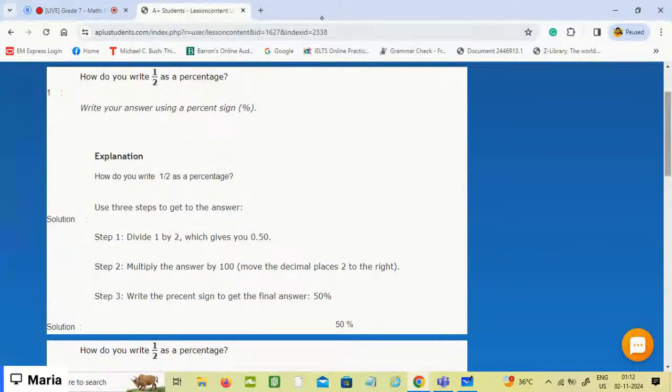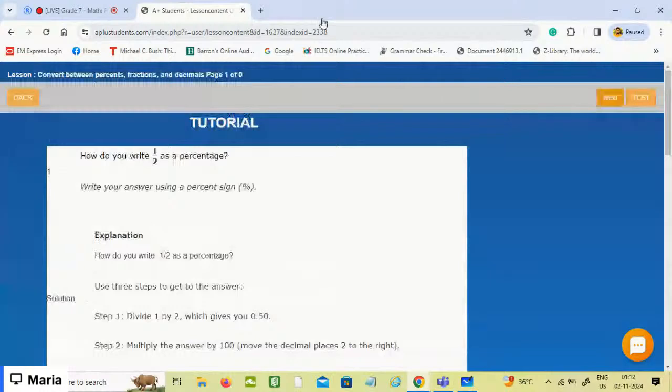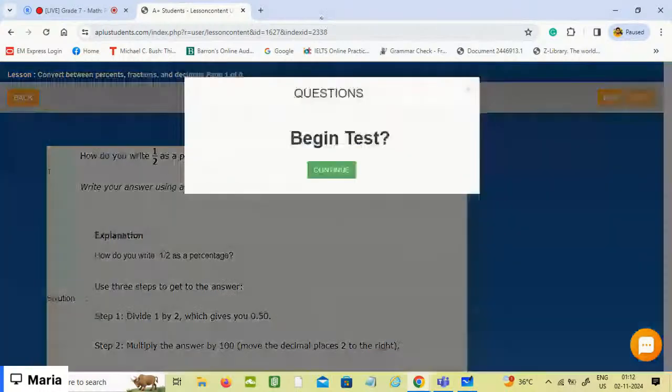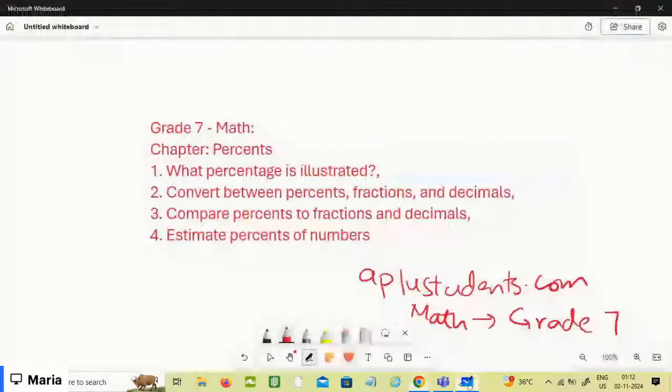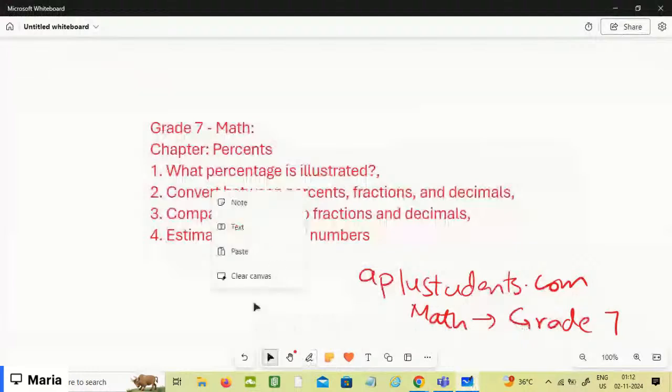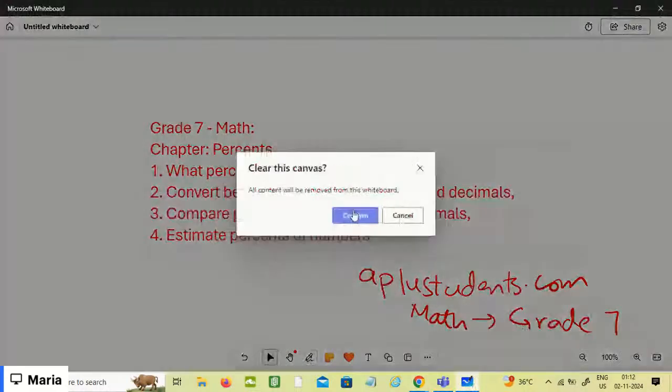Let's just start with the test questions. How do you write 0.54 as a percentage? So whenever you have to write a decimal in percentage form, how do we write? You have to simply multiply the decimal value by 100. Just multiply 0.54 times 100. You need to move the decimal point two places, right? So it would be 54%.